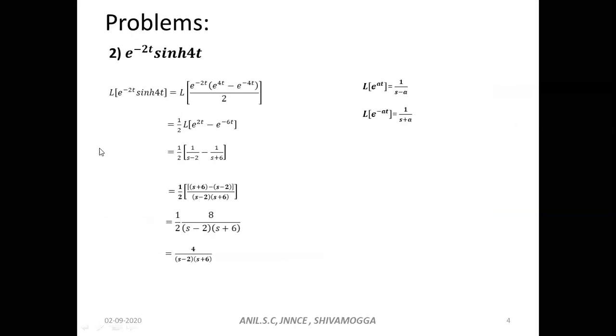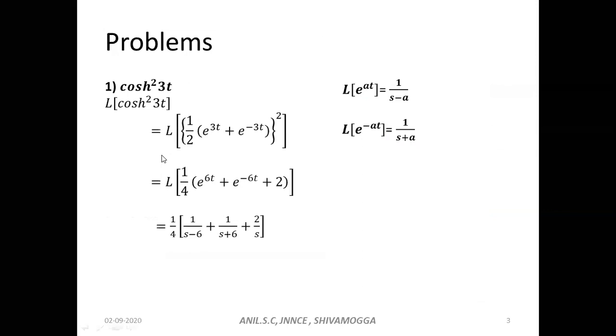Okay, let's move to the next one. Next part, problems. Find the Laplace transformation of the following functions of t. First function is cos hyperbolic square 3t. You can expect a problem of this kind in the examination for sure. You know the definition of cos hyperbolic theta: cos hyperbolic theta is e power theta plus e power minus theta divided by 2. We shall use that formula here.